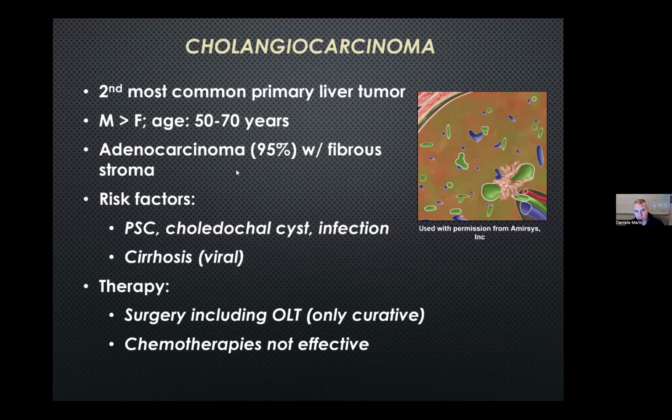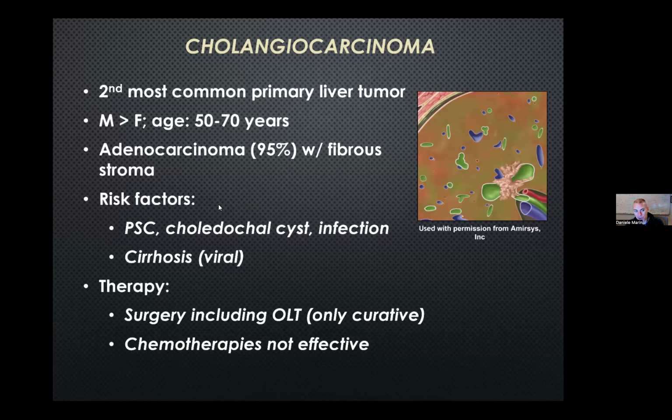The pathology of these lesions is generally an adenocarcinoma, but the key finding on pathology is the presence of a very rich fibrous stroma within the lesion. And the reason why I'm emphasizing the fibrous stroma is because this finding will be responsible for one of the key imaging findings of cholangiocarcinoma on CT and MRI.